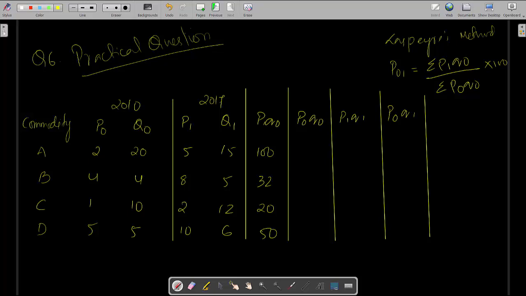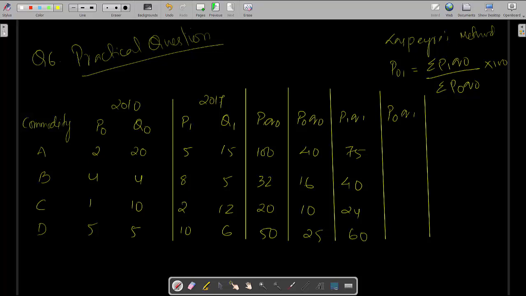The next is P0 Q0. You see this P0 Q0, you multiply these two. 2, 2, 4. 40. 4, 4, 16. 1 into 10, 10. 5, 5, 25. You see this P1 Q1, right? So you multiply these two. 15 into 5, 75. Right? 8 5s are 40. 12 into 2, 24. 10 into 6, 60.